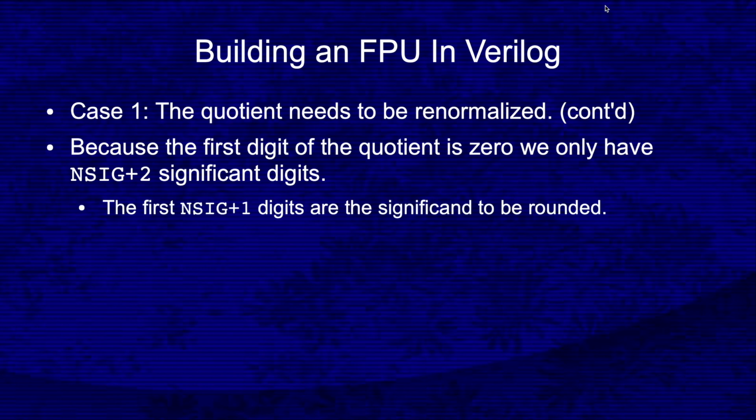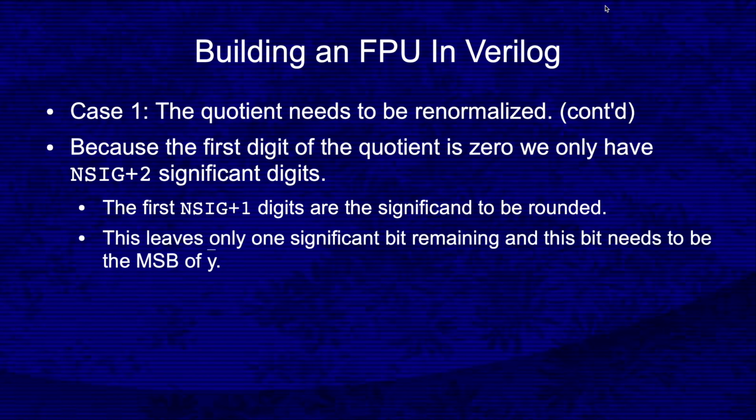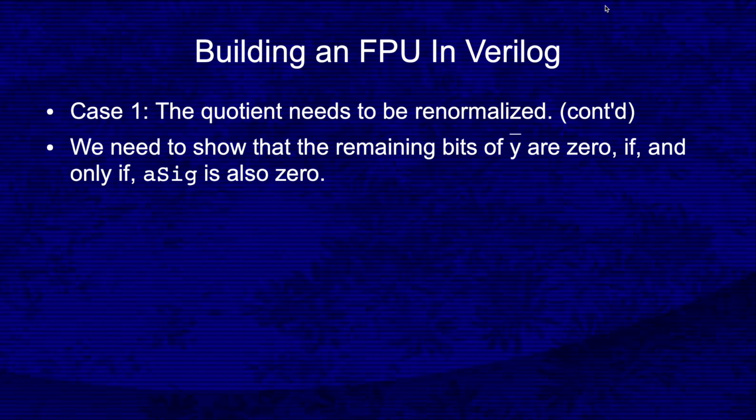The first NSIG plus 1 bits are the significand, which needs to be rounded. The remaining bit is the most significant bit of Y bar. We don't yet know if the remaining bits of Y bar are 0 or non-zero. I need to show that the remaining bits of Y bar are 0 if and only if ASIG is also 0. Assume that ASIG is 0.